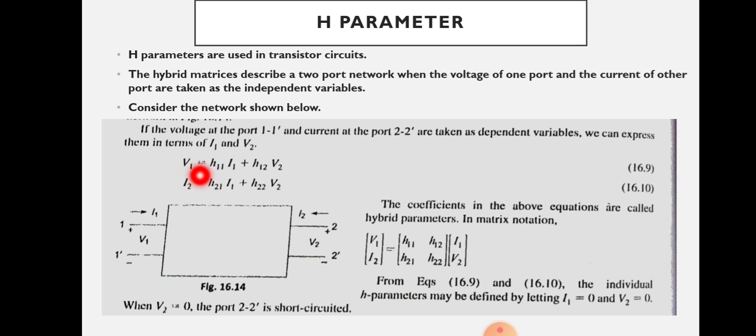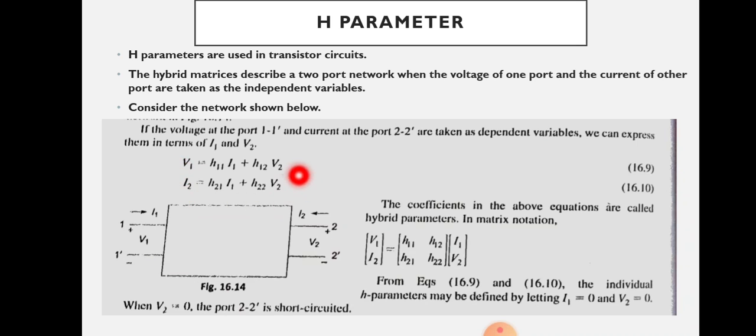So V1 will be equal to H11 into I1 plus H12 into V2. So V1 is expressed in terms of the port current I1 and port voltage V2. Next, I2 will be equal to H21 I1 plus H22 V2. So you should remember this equation.